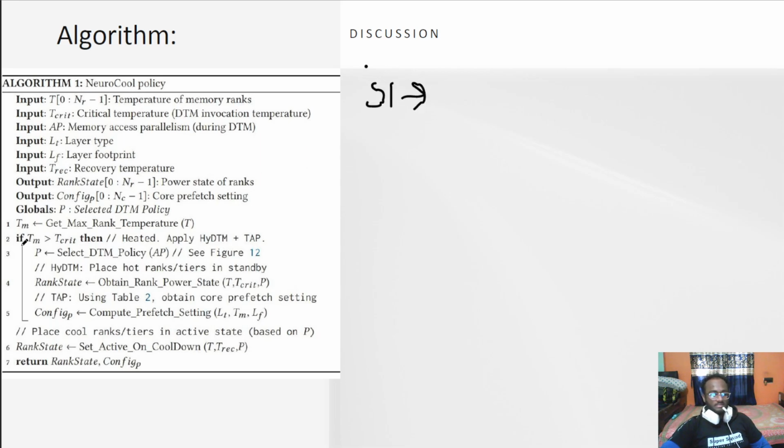Step number 1 is this line: TM, get the max rank temperature T. Get the maximum temperature and save it to T of m. This step identifies the maximum temperature T of m from the list of temperatures of all memory ranks. The memory ranks are T of 0 to n minus 1. From it, it catches the highest temperature and saves it to T of m. Simple thing.